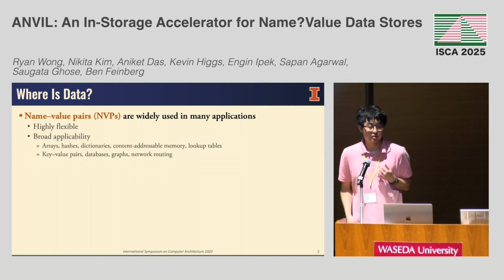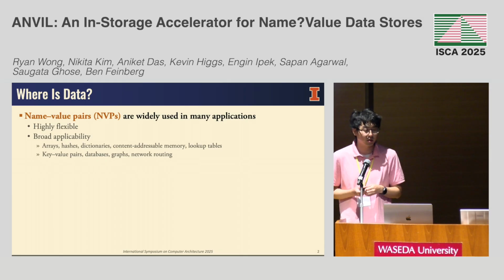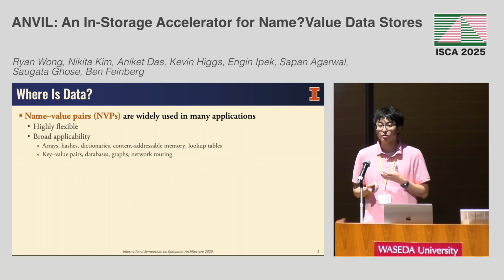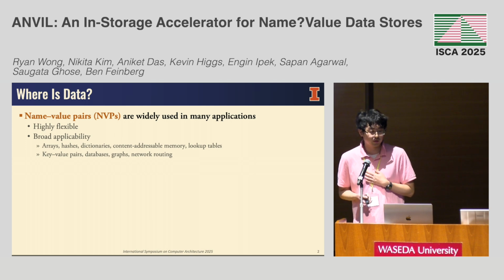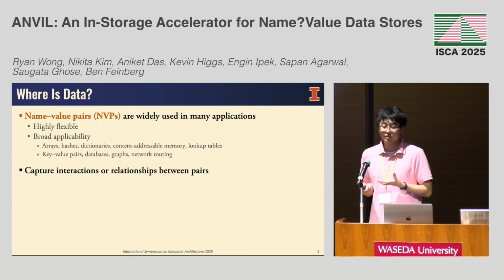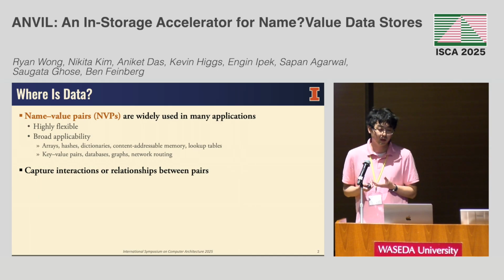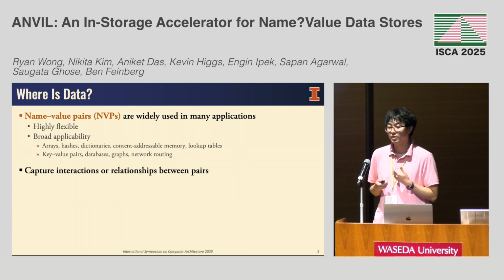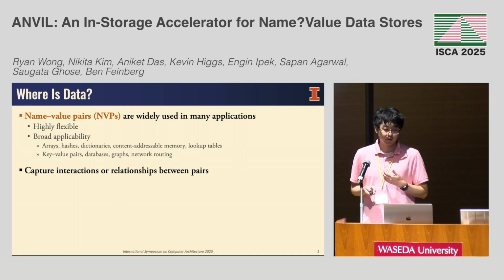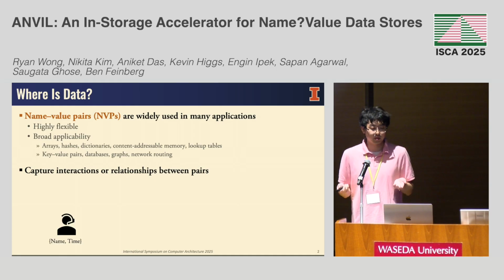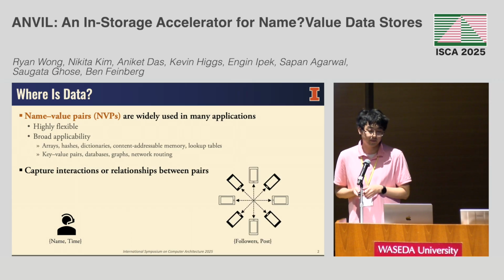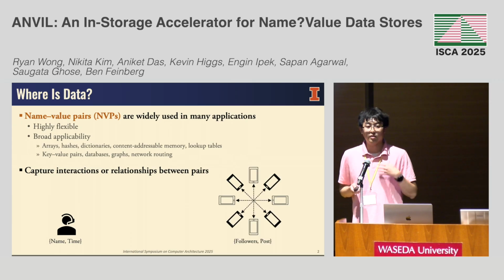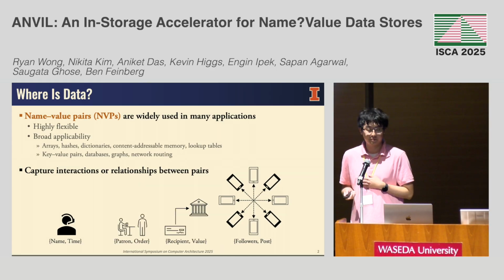So name value pairs are widely used in a variety of applications and provide a highly flexible interface. And this allows them to have broad applicability across many different application domains, as well as both hardware and software data structures. And this provides a really convenient interface for capturing interactions and relationships between the name value pairs. So for example, if I want to eat at a restaurant, I might make a reservation and then eventually end up posting it on social media. And in the process, many name value pair associations are created.